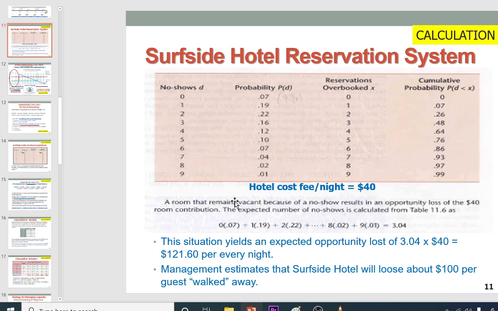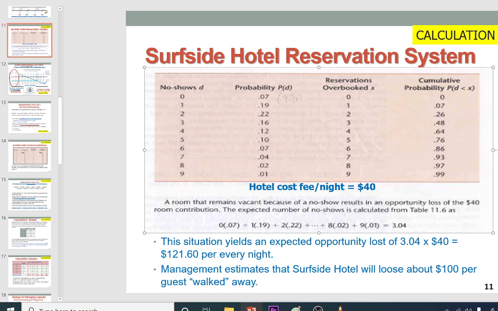So the scenario setting is that this hotel stay costs $40 per night. In order to calculate the opportunity loss for a room costing $40 per night, we have to multiply all the no-shows from 0 to 9 with the probability index. Then we have the total probability index of 3.04.